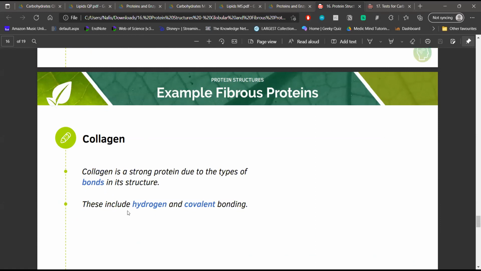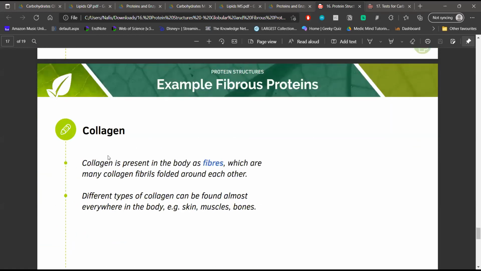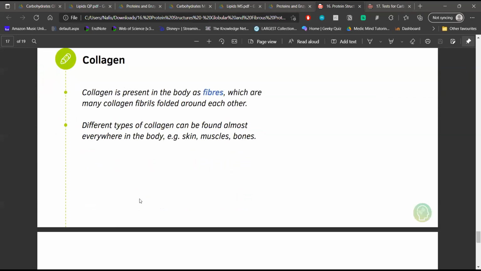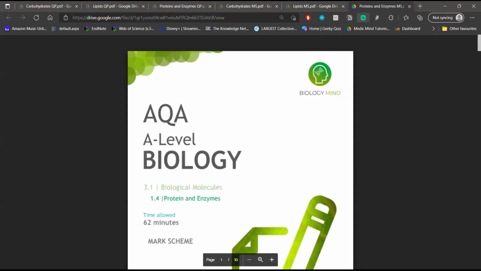Collagen has 3 procollagen subunits that are coiled around each other, and they have hydrogen and covalent bonding within that coiled structure. And it's present as fibers. Different types of collagen can be found almost everywhere in the body. We have loads and loads of different types of collagen, which you don't really need to worry about that much. Okay, so that's kind of an overview of proteins, lipids, and carbohydrates.